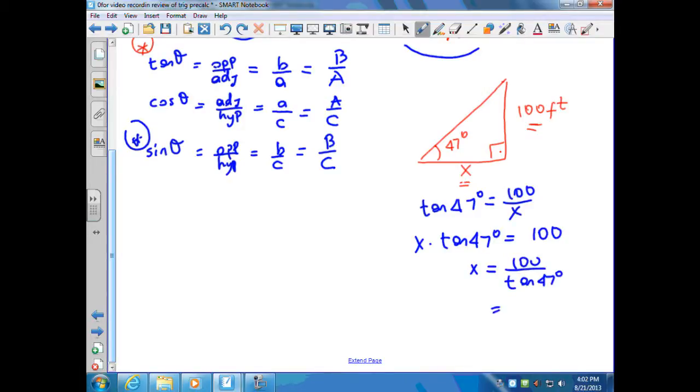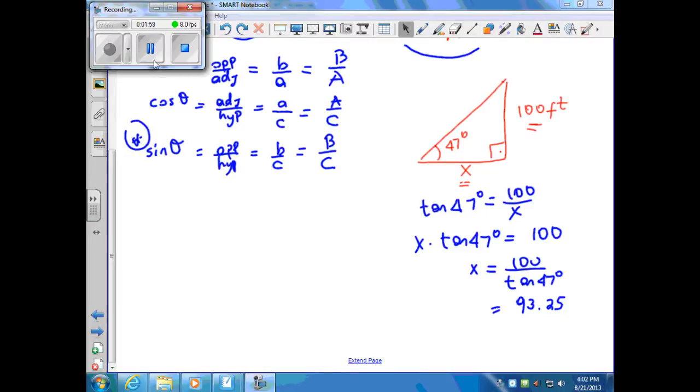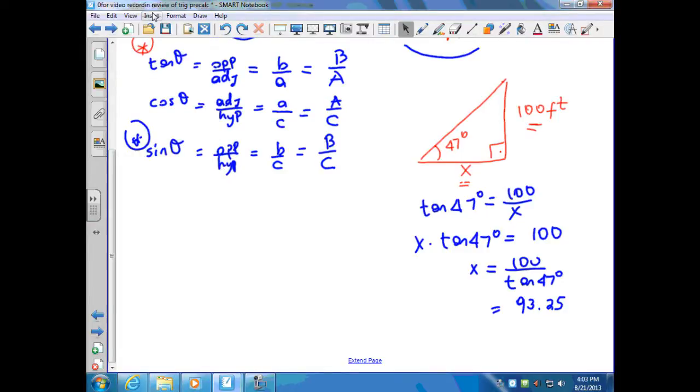And if we get that on the calculator, again, make sure you're in degree mode. So I'm just going to enter 100 over tangent of 47, and I'm getting 93.25. And the units, of course, would be feet. So the unknown side is about 93 feet long.